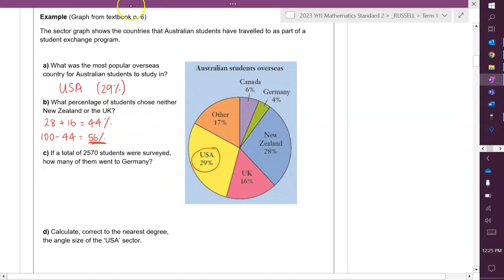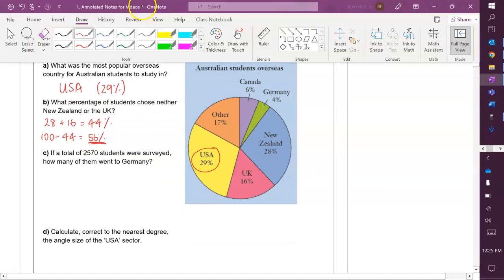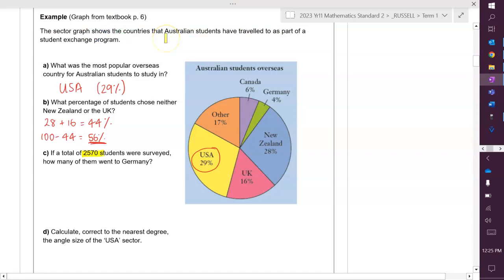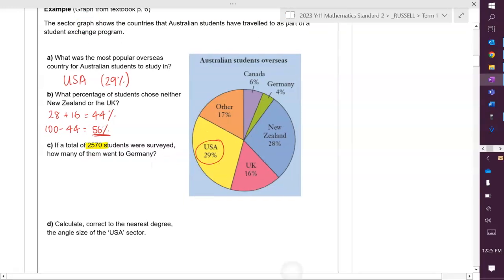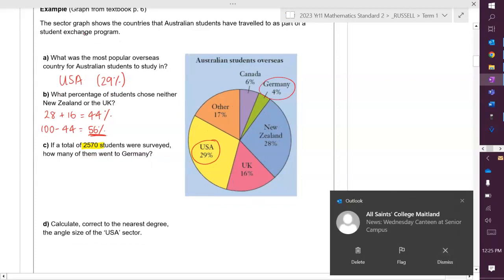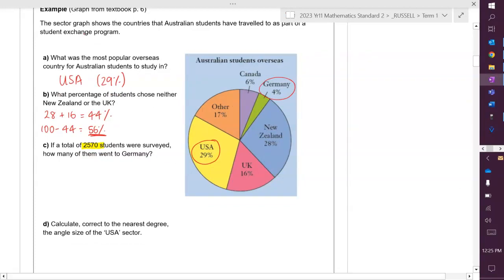We just need to highlight these key bits of information when we're answering these questions. If a total of 2,570 students were surveyed, how many of them went to Germany? If we look here, Germany is at 4%. And if we think about it, a percentage is a fraction out of 100, and then we say of 2,570. We need to remember that the word of simply means to multiply.